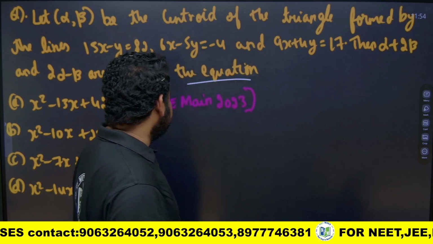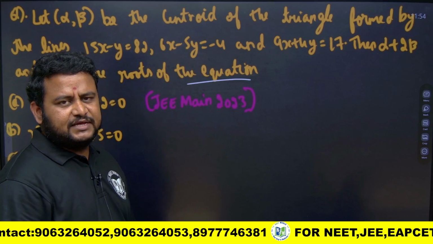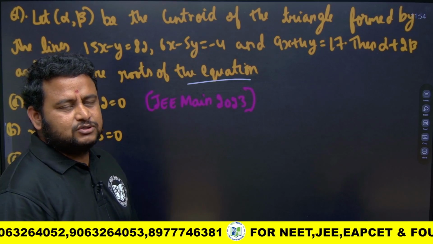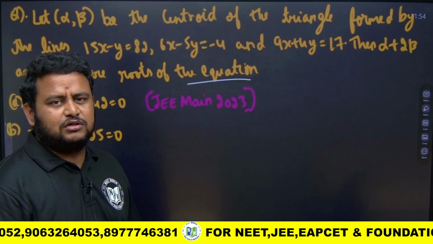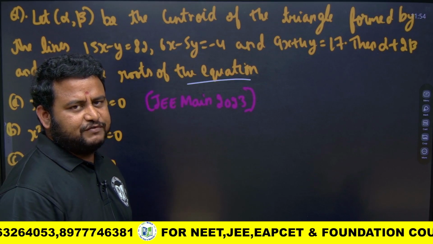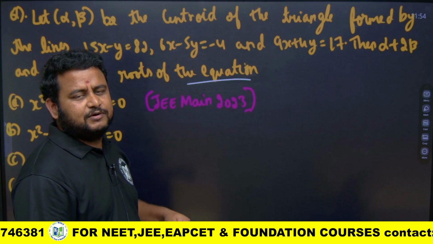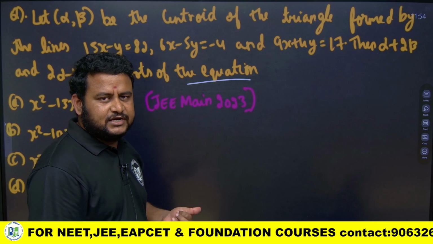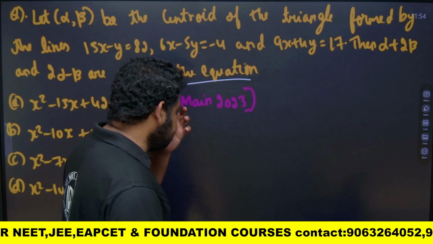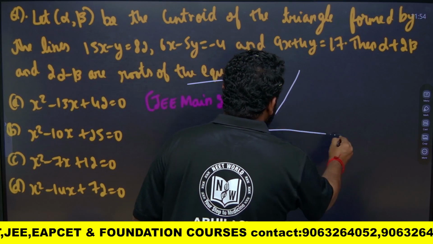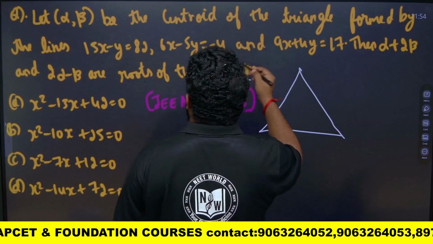JEE Main 2023 question, they have not given the coordinates, they have given the equation of the lines of the triangle. So what we should do to get the coordinates, we have to solve those equations and then we will get the point of intersection. This is a very simple question, but it is lengthy. Why is it lengthy? Because we have to find the coordinates. If we find the coordinates, definitely we can get the centroid. So let us see. What is it that they have given?